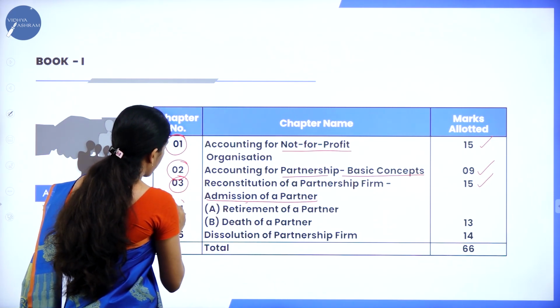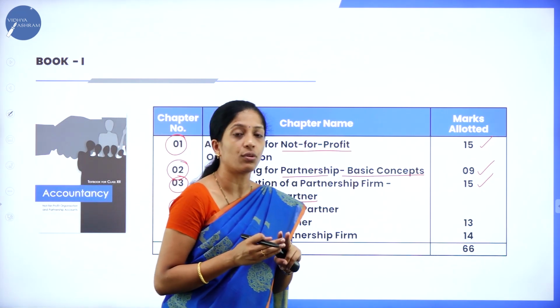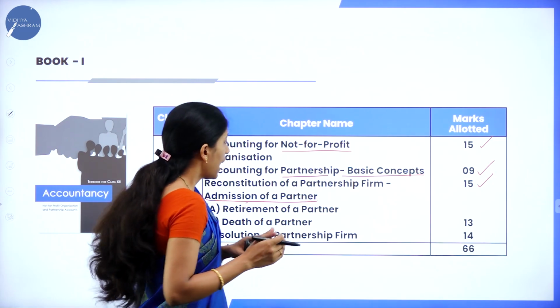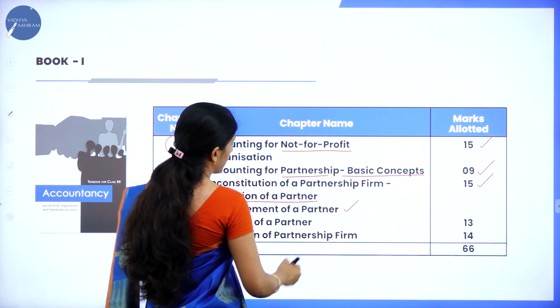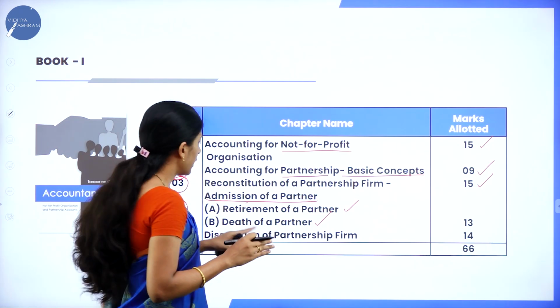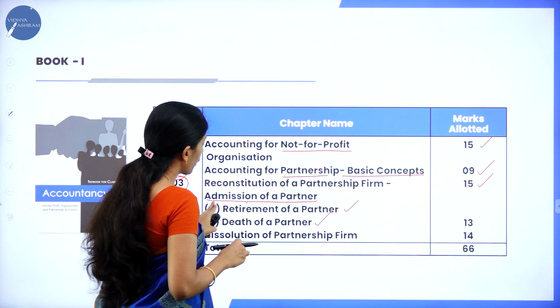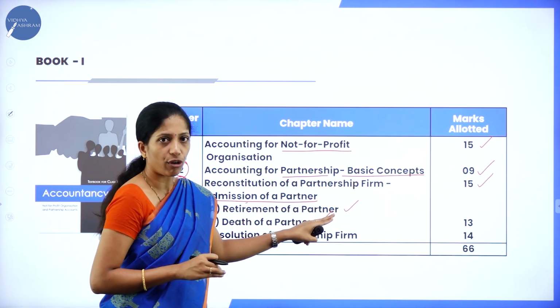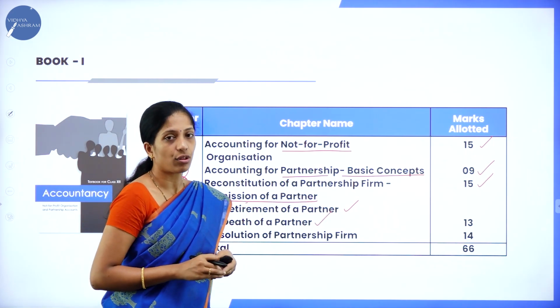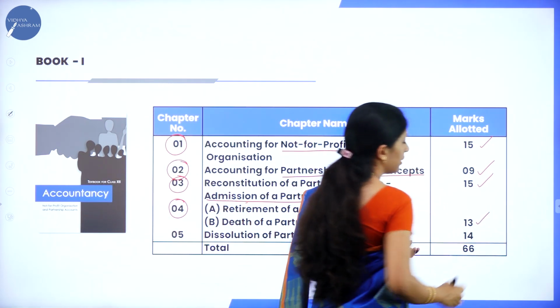Now, your fourth chapter. Here you are going to learn about two situations: accounts under retirement of a partner and accounts under death of a partner. So your fourth chapter, under Reconstitution itself, is about retirement of a partner and death of a partner, and the total weightage of this chapter is 13 marks.